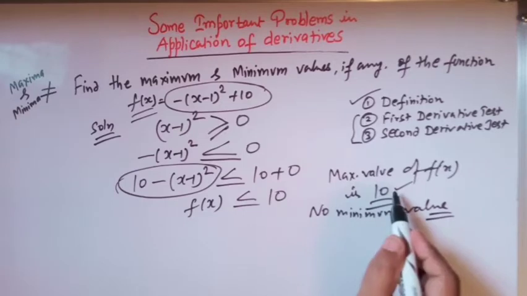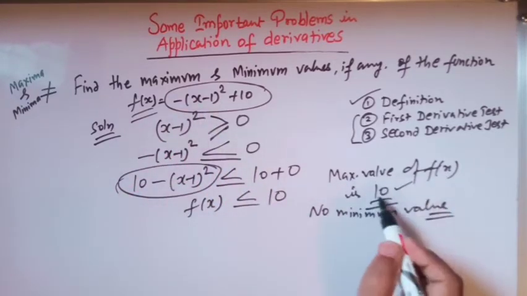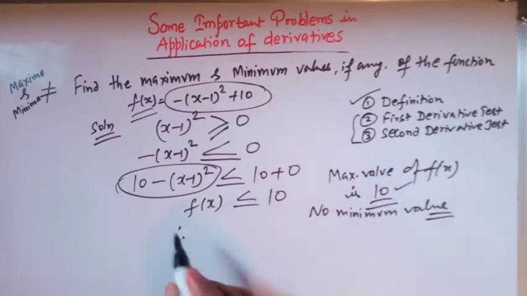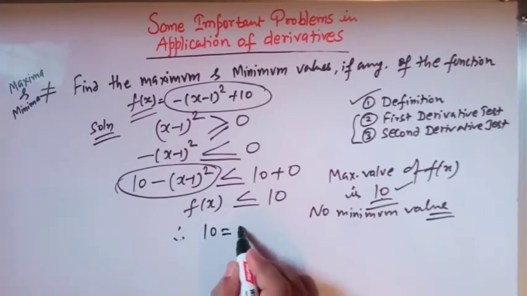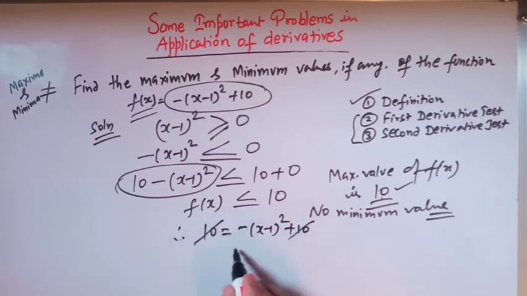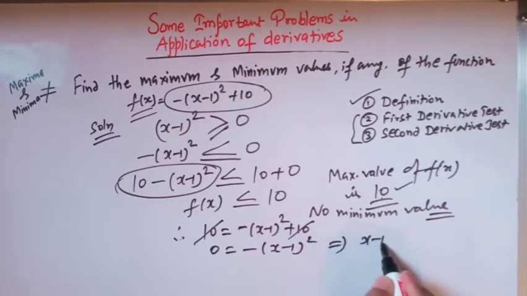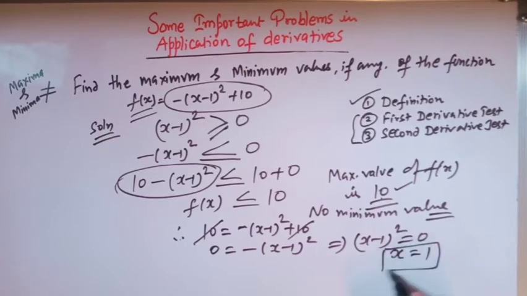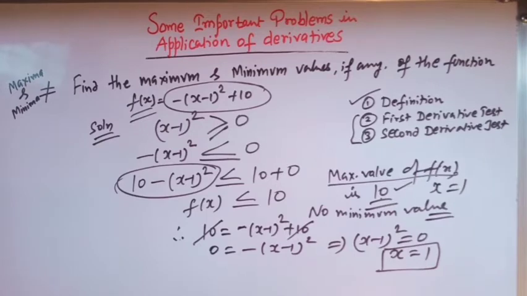And let us see for what value of x the maximum value of f of x is 10. So in this expression we'll substitute 10. So we have 10 equal to minus of x minus 1 square plus 10. 10 and 10 get cancelled, so we have 0 equal to minus x minus 1 square. This is x minus 1 square equal to 0, so we have x equal to 1. So at x equal to 1 the maximum value of f of x is 10, and there is no minimum value.